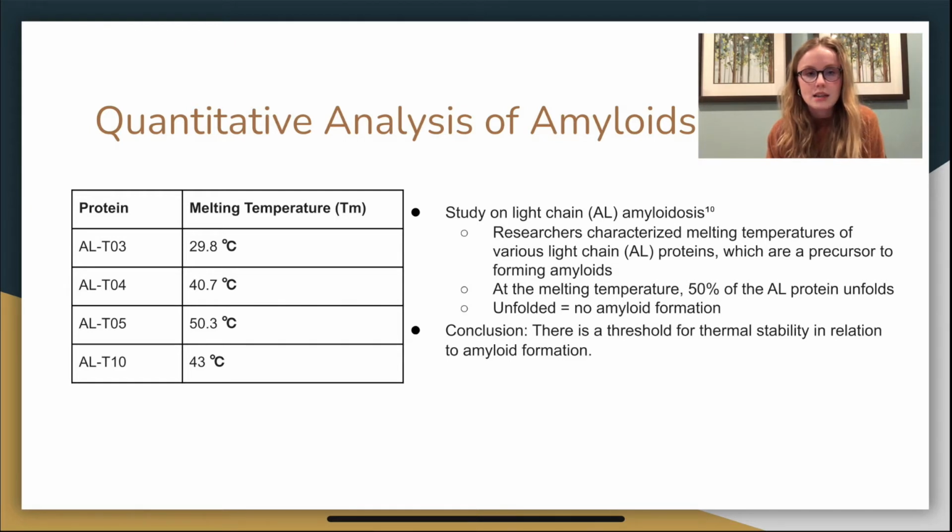So some proteins like the AL or light chain T05, for example, required a higher melting point of 50.3 degrees Celsius to unfold 50%. But in ALT03, it only required a temperature of 29.8 degrees Celsius, which is about 85 degrees Fahrenheit, which is way under the temperature of the normal human body. So it's most likely that this protein would never form amyloids anyways.